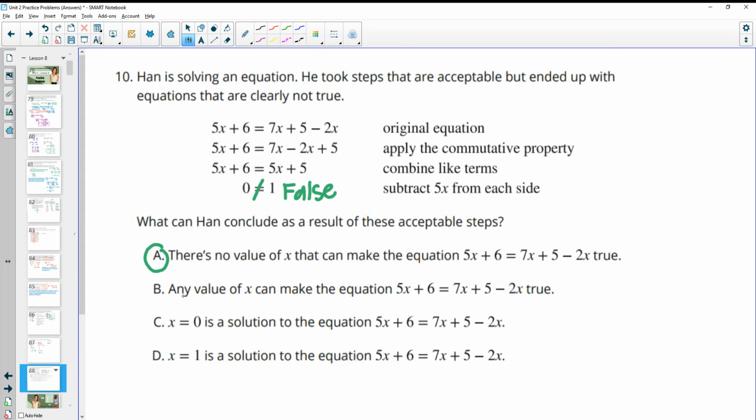For part B, if it was any value of x can make it true, he would have gotten a true statement at the end. He would have gotten 0 equals 0 or 5 equals 5. It would have been a true statement here. And if it was x equals 0, he would have had that. It would have said x over here instead of 0. So C and D are not correct either.